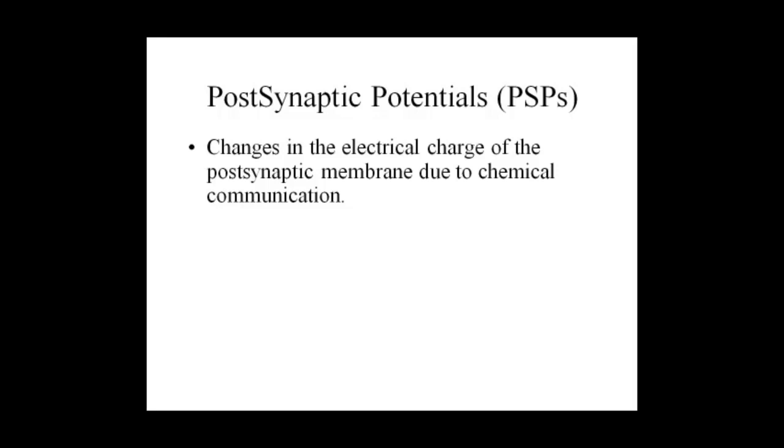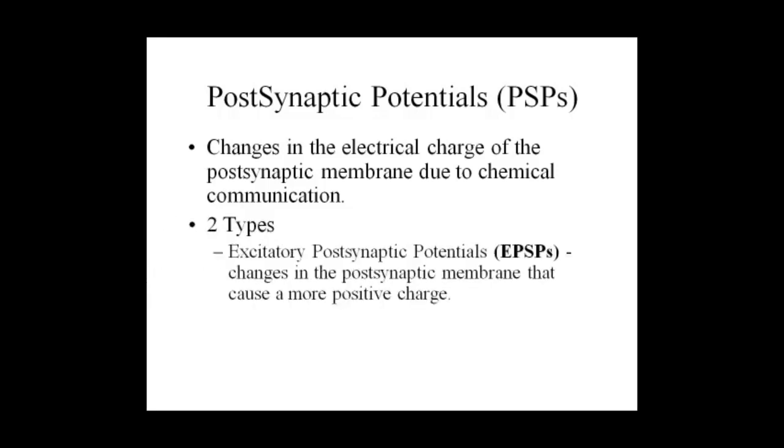Basically in plain English, all it's saying is this changed charge because of all this chemical communication that occurred. We have two different types. First, we talk about excitatory postsynaptic potential, EPSP. With our excitatory postsynaptic potential, what it's saying is this new neuron turned to what charge?